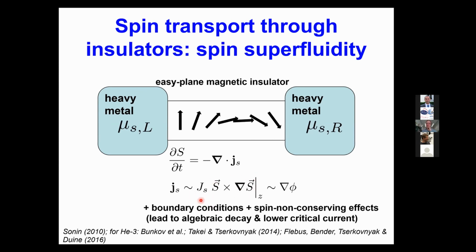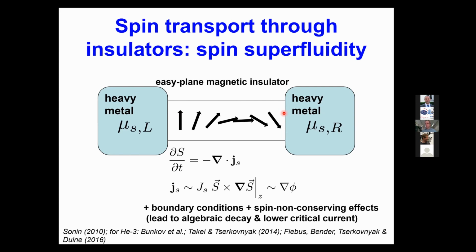So it's an exchange current in the same way. But since this is now confined to the easy plane, the only component that you should worry about is the out-of-plane component of the spin current, and that's proportional to a gradient of the angle phi, and this angle is just a rotation angle of these spins in between. Now again, there are still non-conserving effects in the real world. So one of them is just dissipation of the magnetic dynamics, and that leads to algebraic decay of the spin superfluid current.